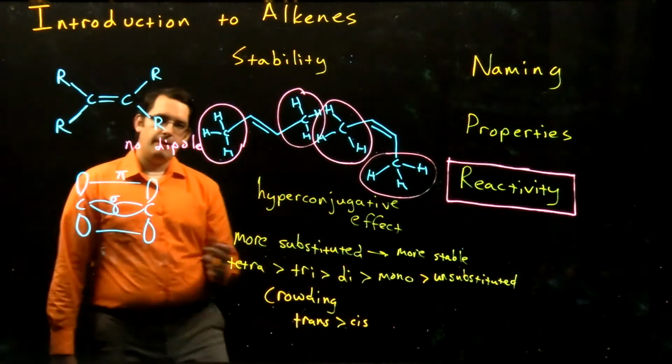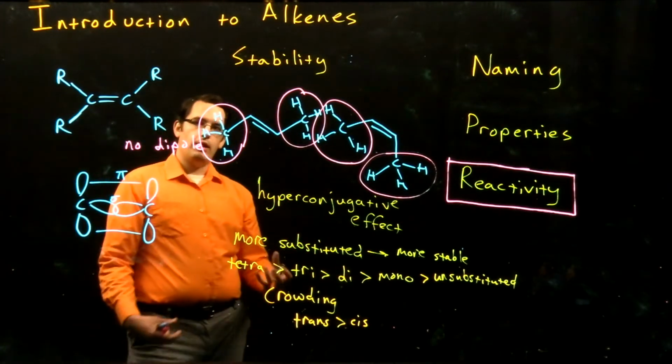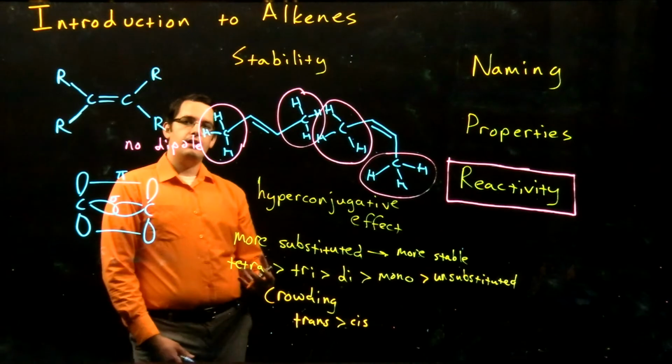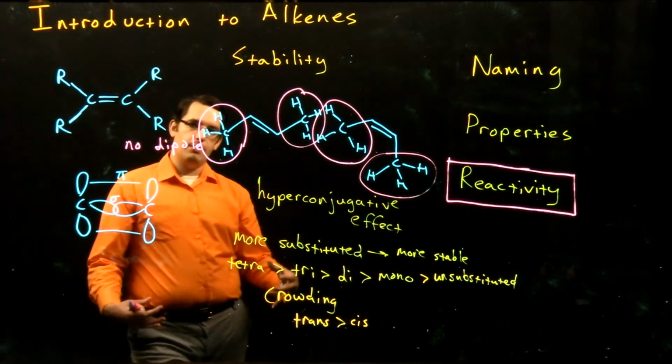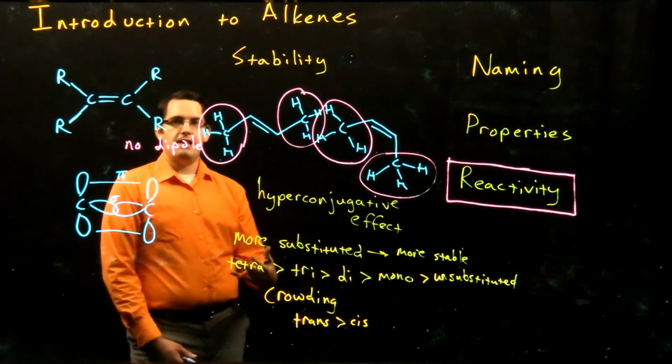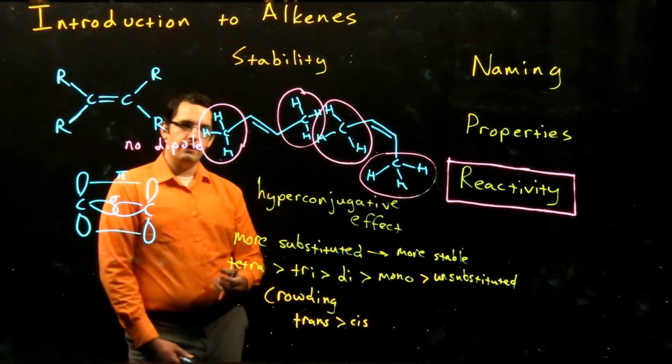In general, the final thing that we can say about stability is that more compact alkenes tend to be more stable than more spread out alkenes. And this is the same effect that we saw for alkanes as well.